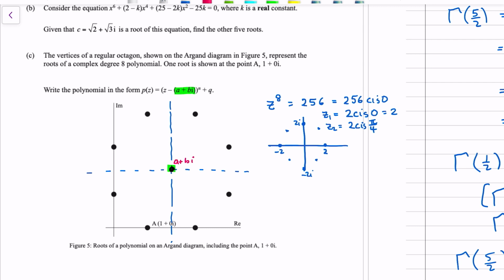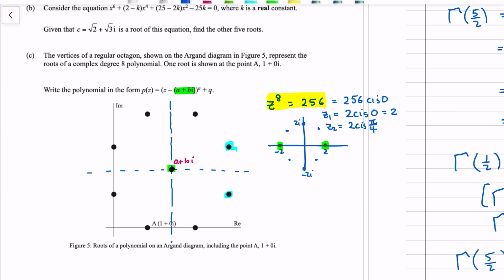And the other thing that's a bit different is that if I was to shift the solutions to z to the 8 equals 256 to the right and up, there would still be these two solutions here sitting on the horizontal axis of symmetry. And we don't have that. This question here, our solutions are above and below.